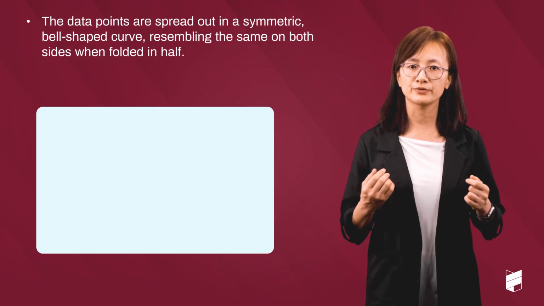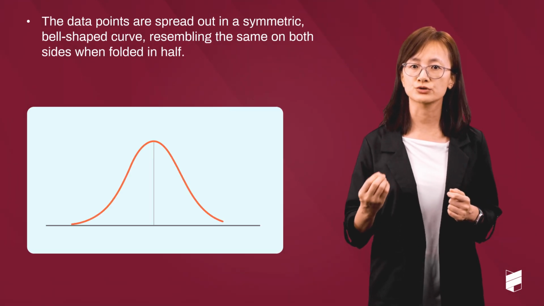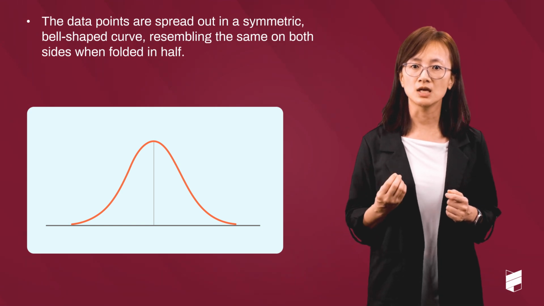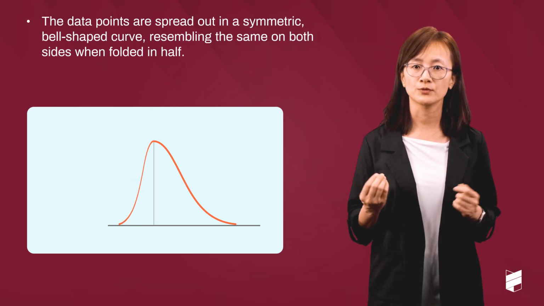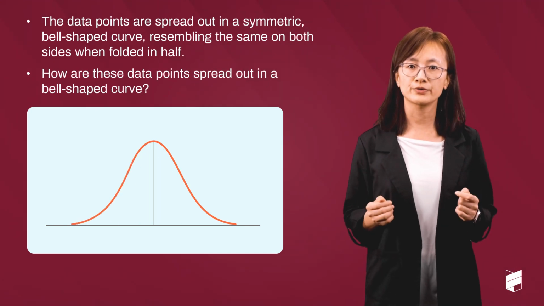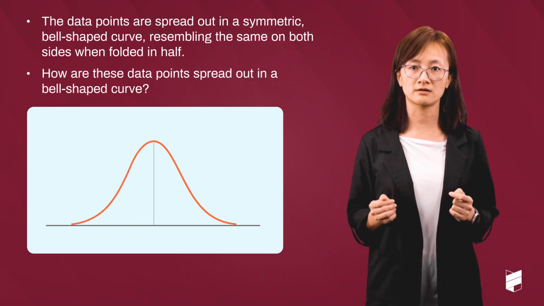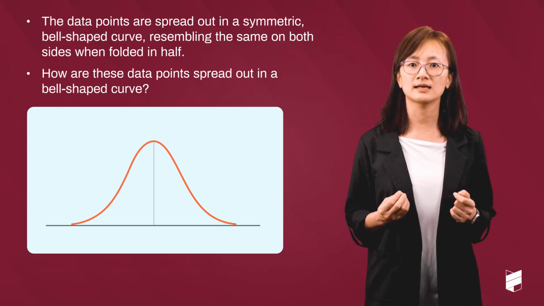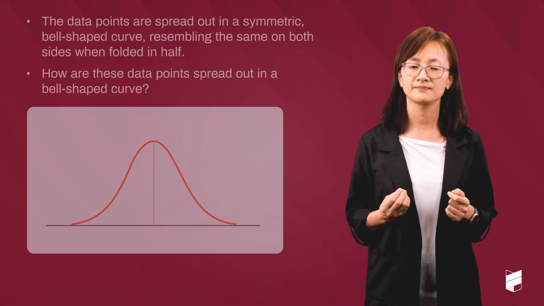Imagine you have a bunch of data points, and they are spread out in a symmetric bell-shaped curve. This means it looks the same on both sides when you fold it in half. You want to understand how they are spread out in this bell-shaped curve, just like the way data appears on a classic chart. Let's take a step-by-step look.